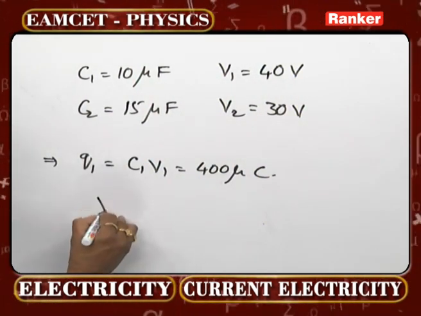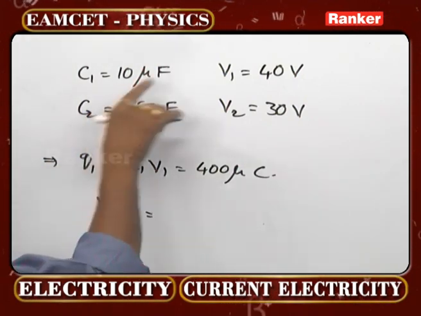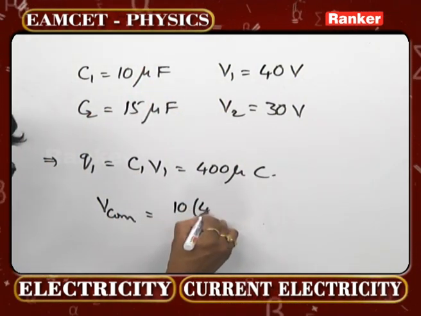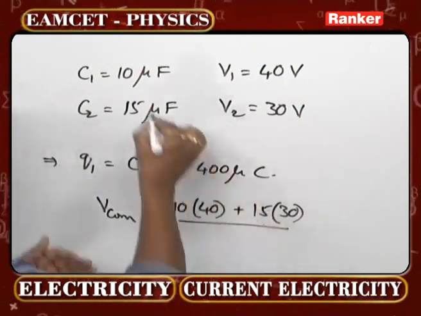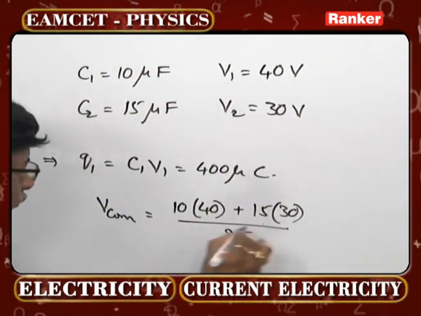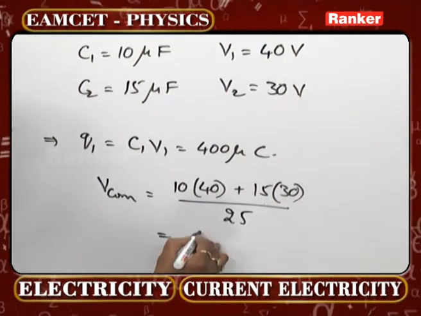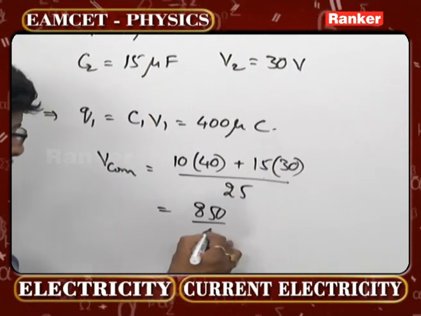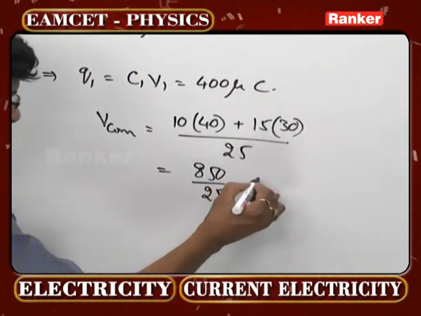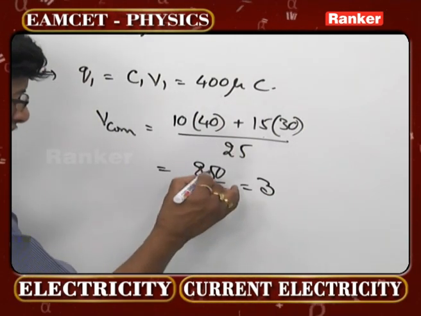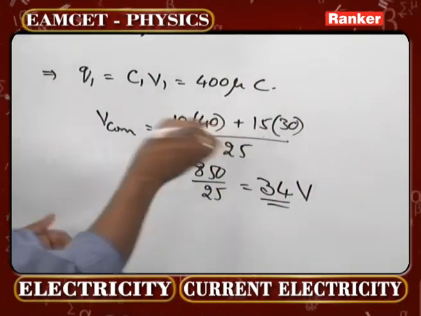Now what will be the common potential when these two are connected? It is (C1 V1 plus C2 V2) by (C1 plus C2), that is 25. 400 here and of course 450 here, 850 by 25. Directly you can say 3 times 75 and of course 100 means 4 times. So 34 volt is the PD.